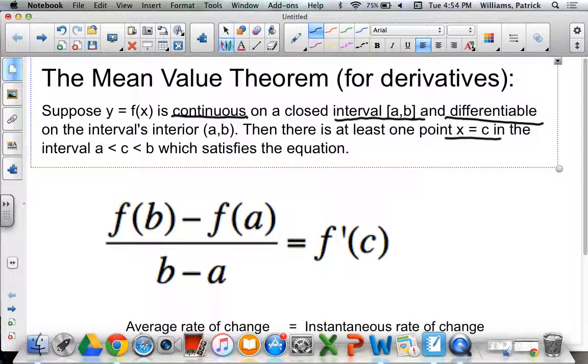Now it's important that the bounds on c are given between A and B, so c cannot be equal to A or equal to B. It's got to be something in between them.